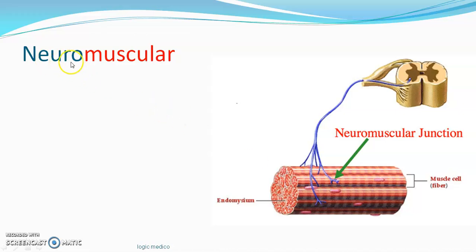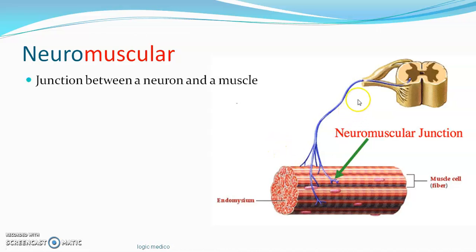Next, the word neuromuscular. Neuro means nerve, muscular means muscle. It can be skeletal muscle, smooth muscle, or cardiac muscle, but the junction between the two is called the neuromuscular junction. The junction between the nerve terminal button and the muscle fiber is called the neuromuscular junction.